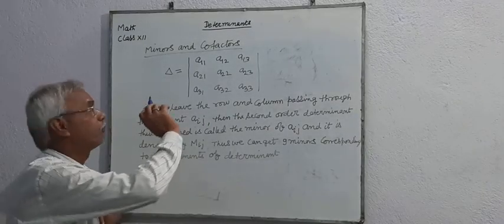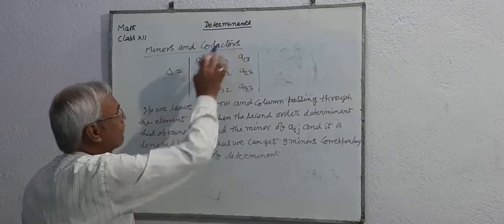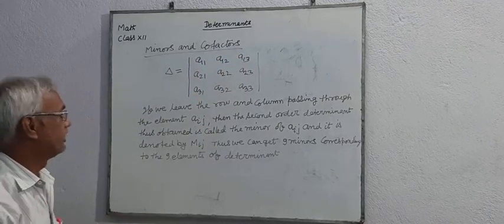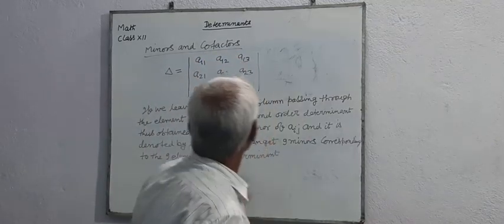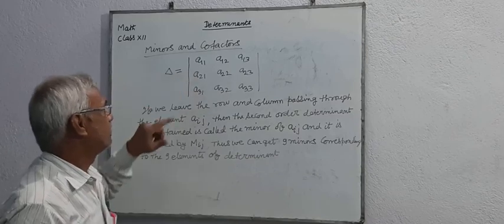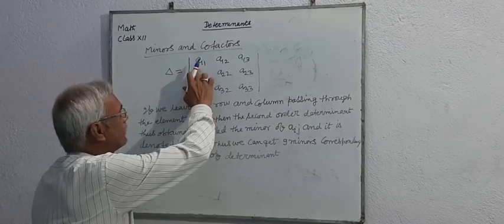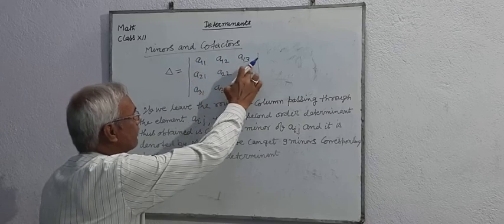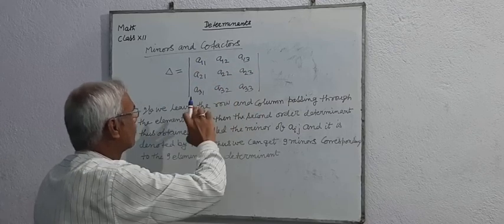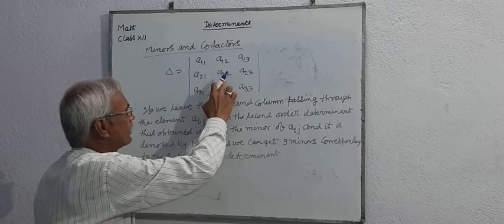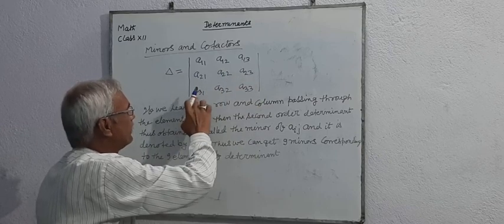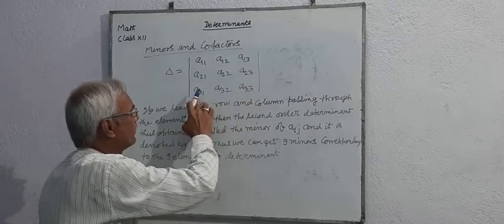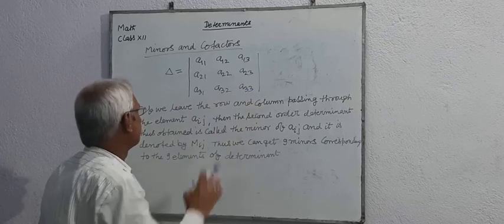Today we study minor and cofactor of a determinant. Let the determinant be of third order. Elements are a. In the first row, the elements are a11, a12, a13. In the second row, the elements are a21, a22, a23. In the third row, the elements are a31, a32, a33.